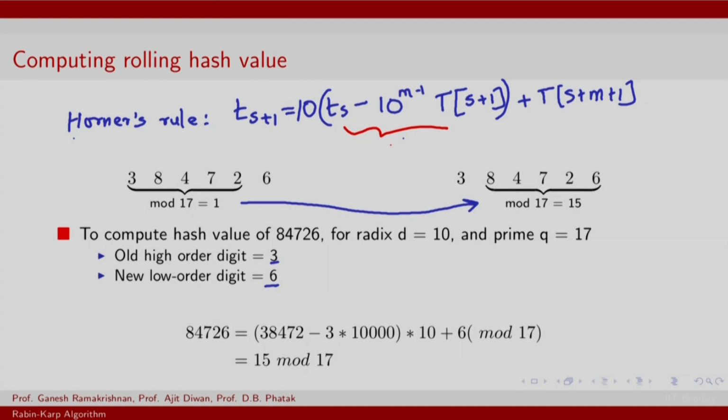So this operation corresponds to removal of 3, the digit corresponding to the largest value, and pre-multiplication with 10 corresponds to left shifting what remains. Finally, addition of t at s plus m plus 1 corresponds to adding a digit at the least significant value.